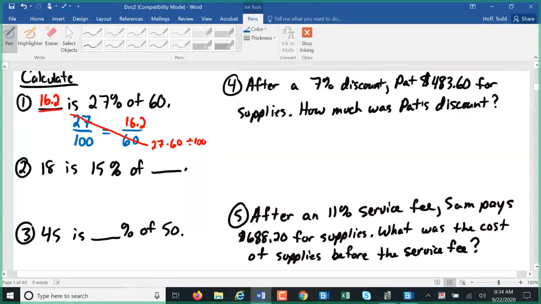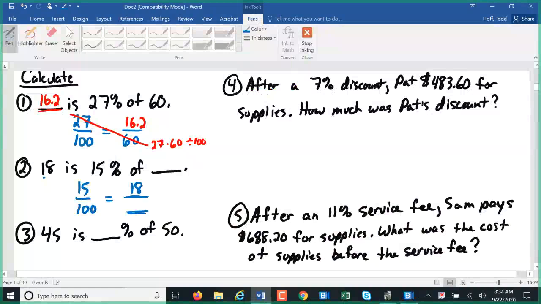For the second one, 18 is 15% of blank. So 15% is 15 over 100. Now here the 18 is 15%. That implies the 18 goes on top with the 15. Of blank, read again as out of blank, implies that missing number goes on bottom.